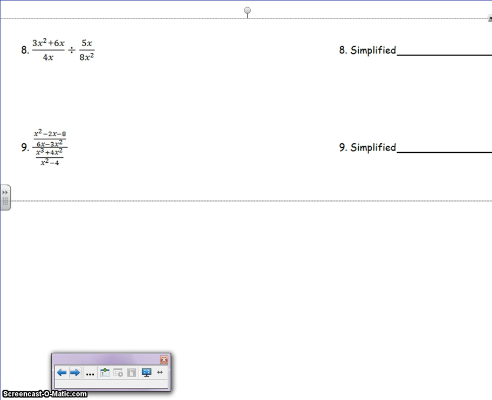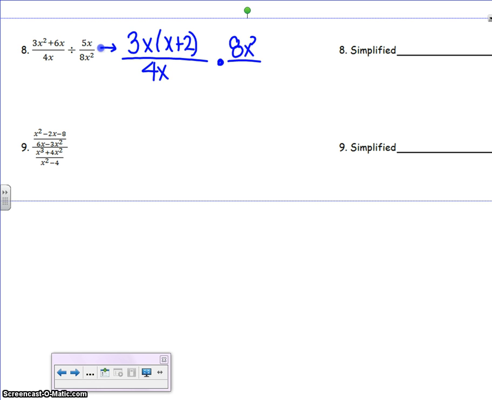All right, this is where I think we ran into some trouble. When we're dividing, remember we multiply by the reciprocal. So you're going to factor and we're going to multiply by the reciprocal. So for this one here, our GCF is 3x. What's left in parentheses is x plus 2. Our denominator just stays 4x. Now we're going to make this times, and we're going to flip that fraction around. X squared over 5x.